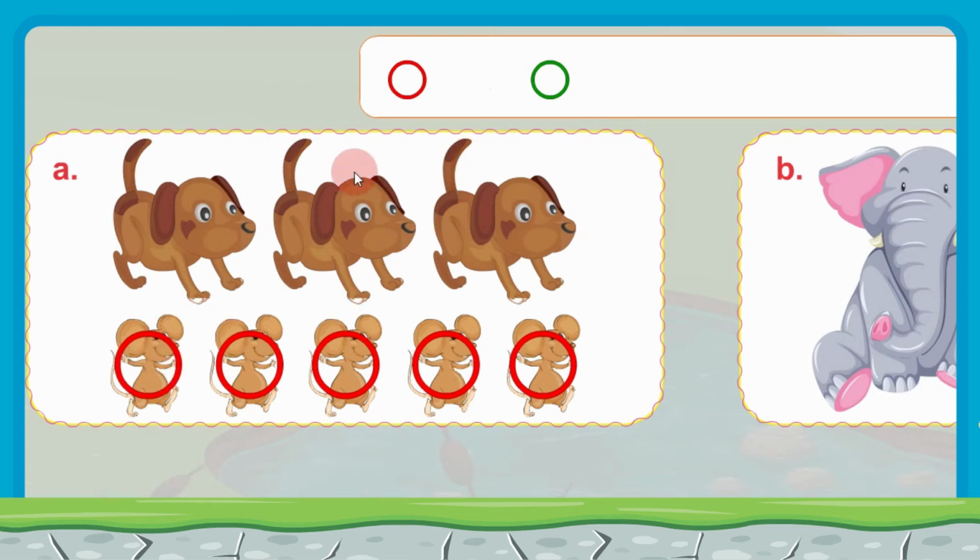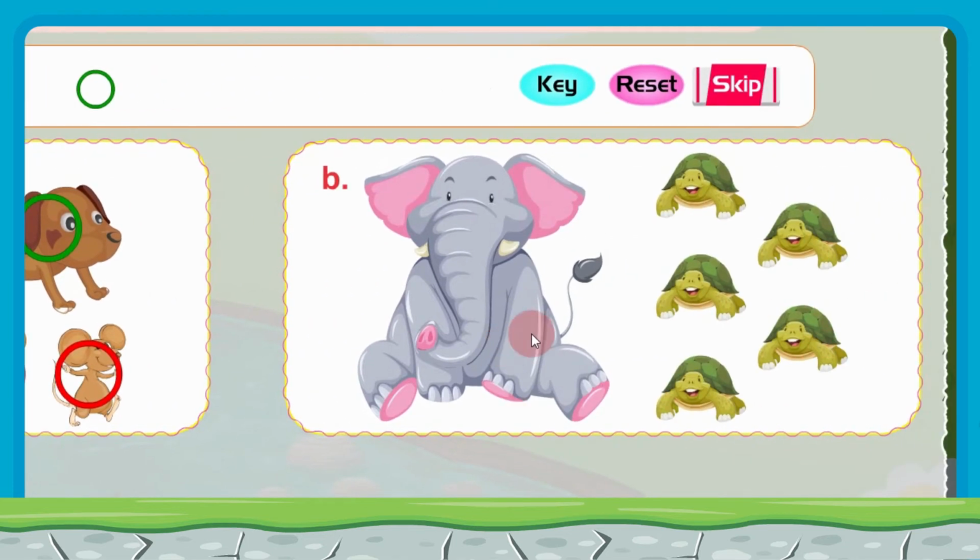Now we should circle the less number with green crayon. So the dogs are less, so we are circling them with green crayon. Now let's do the B picture. Here we have one elephant, only one.